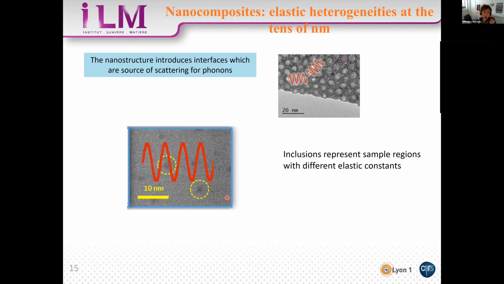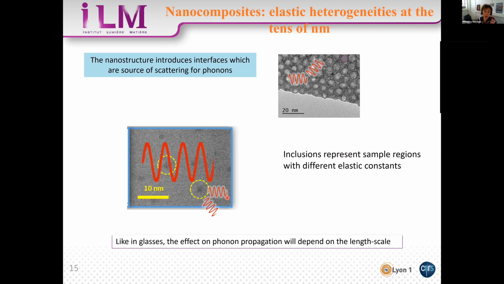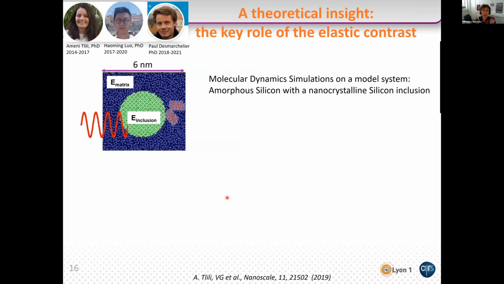When the wavelength is large, the phonon won't see the nanostructure and won't be scattered. But when the wavelength becomes comparable, of course, it will see the nanostructure and be scattered. So we expect a scale dependent dynamics here as well. Here I present some theoretical results on the phonon propagation in nanocomposites, where we have evidenced the key role played by the elastic contrast between an inclusion and the matrix.